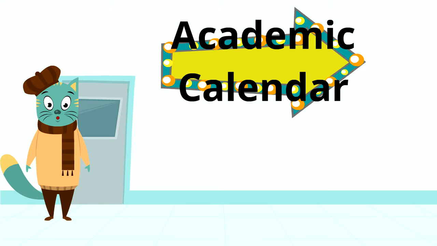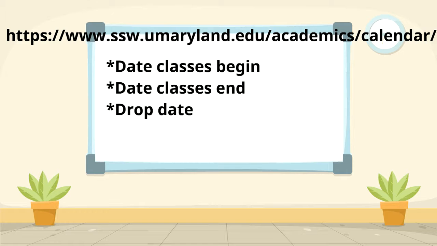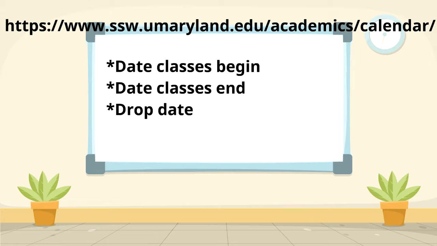Okay, so in terms of other teaching basics, I want you to be aware of the academic calendar. That's the first thing. The academic calendar is located on our main website, under Academics and Calendar. You also have it on the Adjunct portal webpage. And you should be aware of the day that classes begin and when classes end, as well as what the drop date is for students.